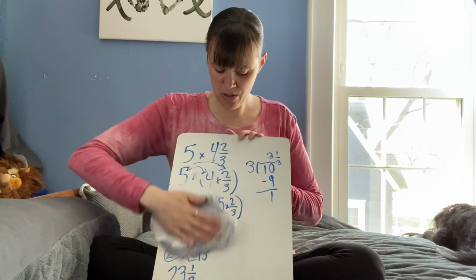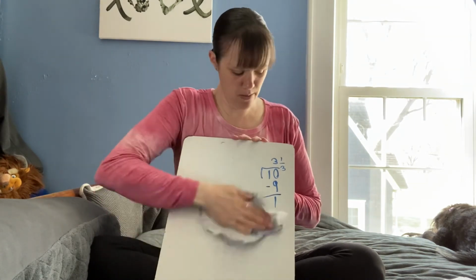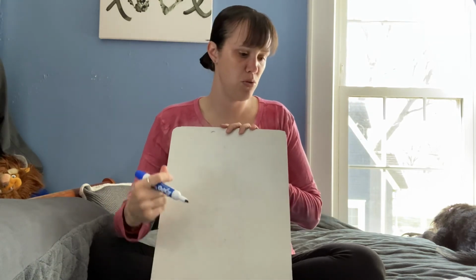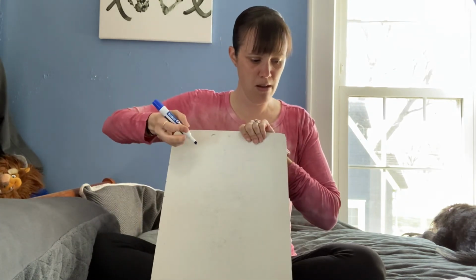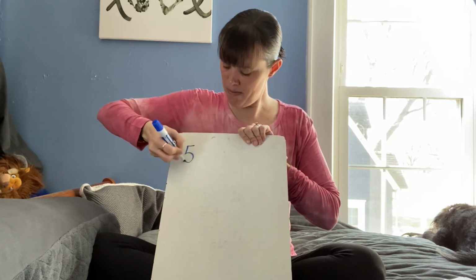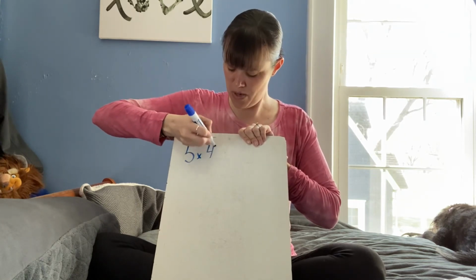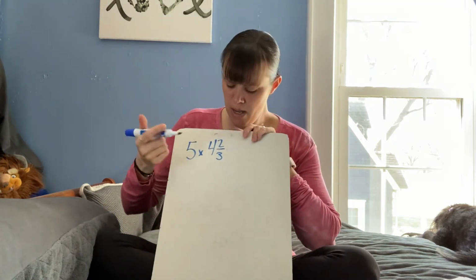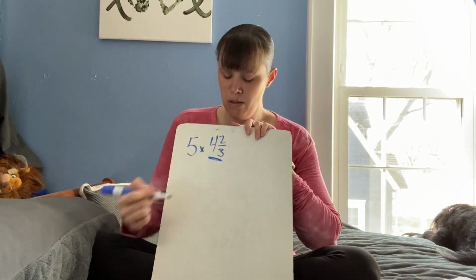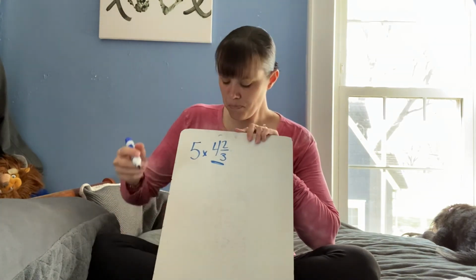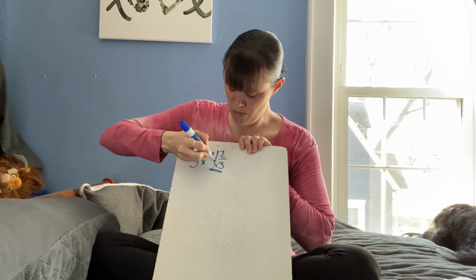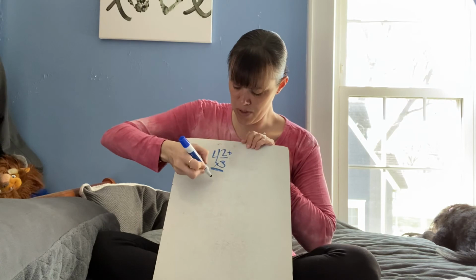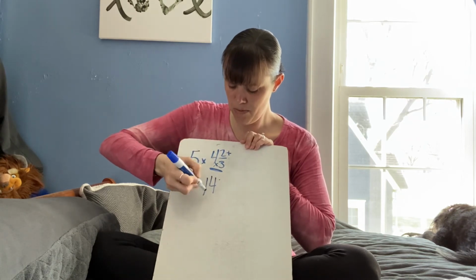All right, now I'll just show you how your parents will want to do it, if they remember. And I don't mean that in a mean way, I just mean if they remember how to multiply something like that. So we have 5 times 4 2/3. So how we were taught is to change this to an improper fraction. So we know 4 times 3 is 12 plus 2 is 14. 14/3.